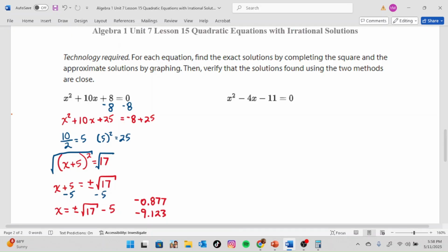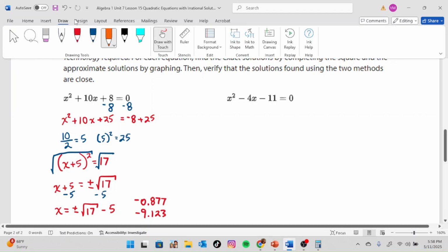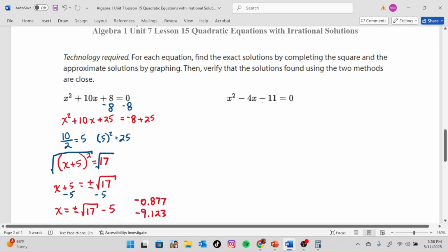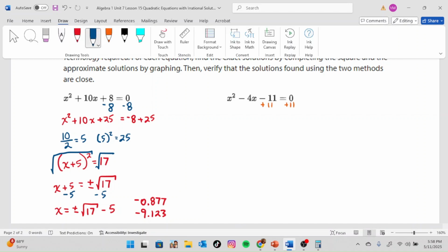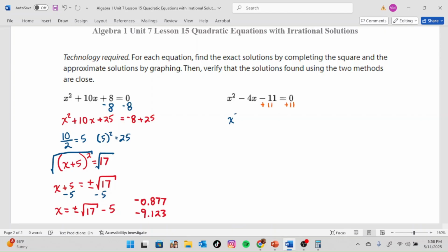Now let's look at the equation on the right. The first step is to ensure that we only have ax squared plus bx on the left. So the opposite of minus 11 is plus 11, so we add it to both sides to keep it equal. This gives us x squared minus 4x on the left and 11 on the right.